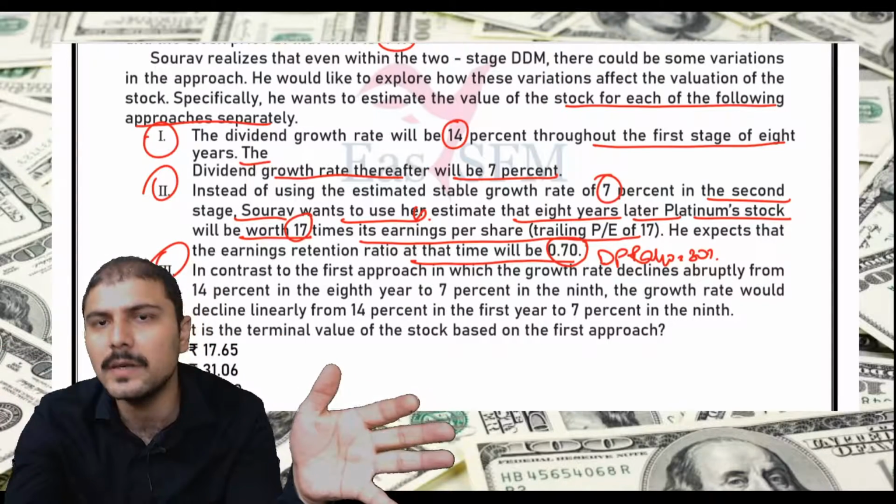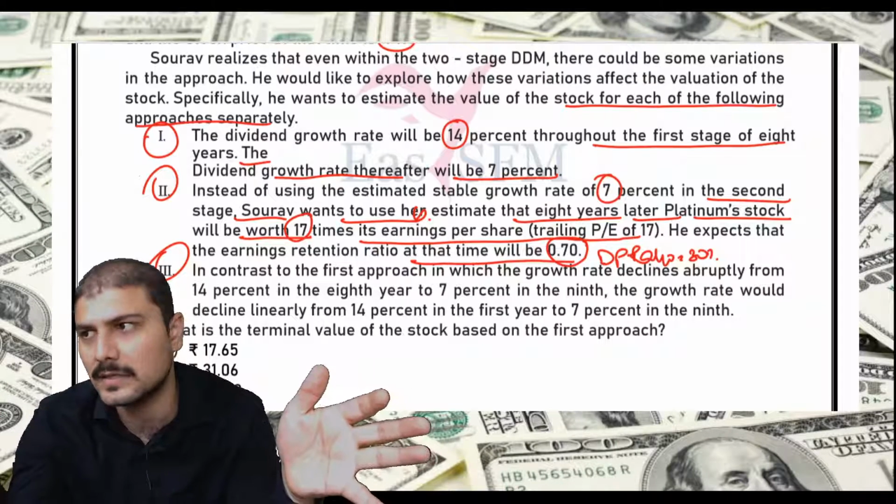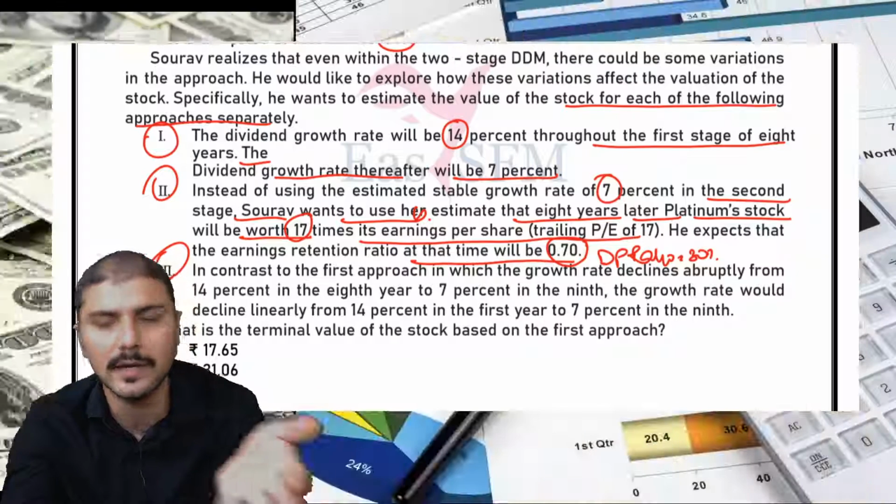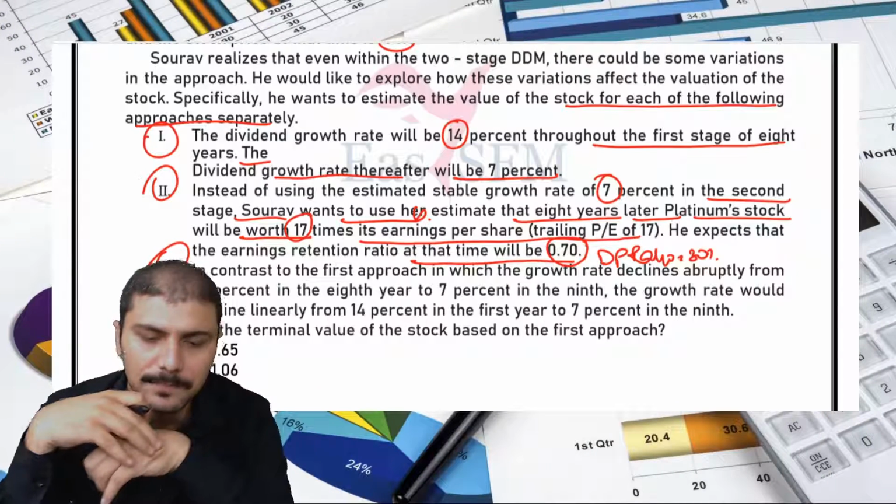All other dividends will be the same, but at the end of the 8th year, the terminal value that we are going to get will not be with the help of the perpetual formula, rather by multiplying the PE ratio with earnings per share.